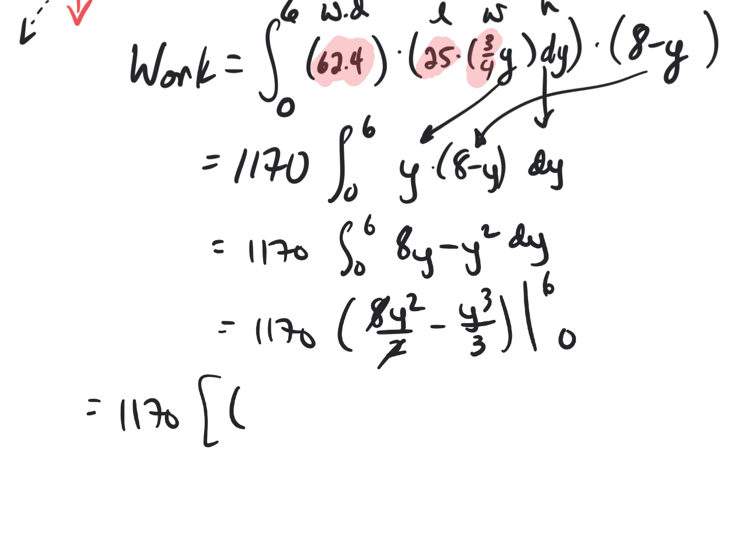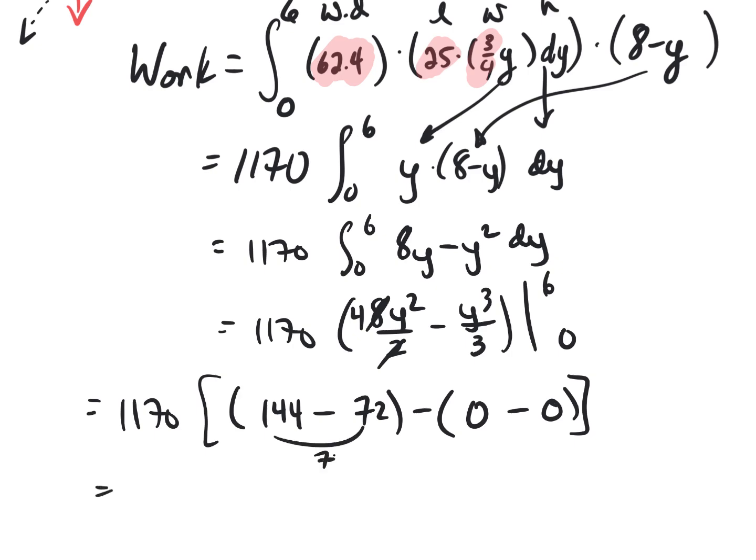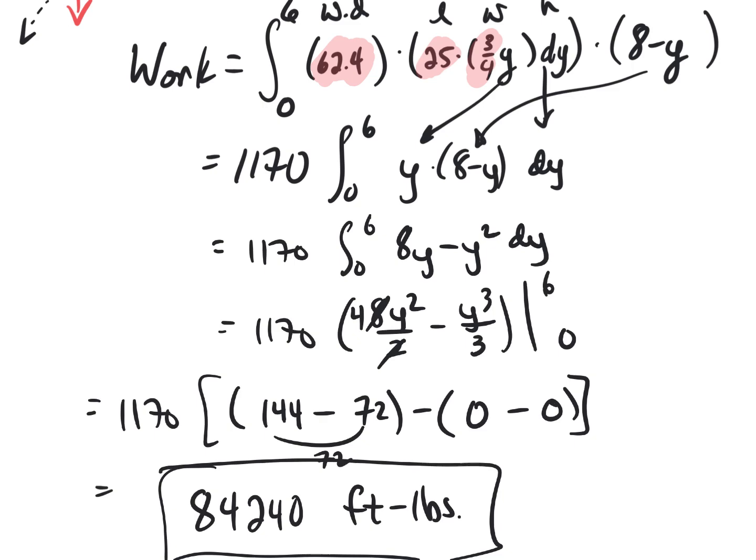Let's see, I'm going to cancel 2 top and bottom, that'll make it a little bit easier. So I'll have 4 times 6 squared, so that's 144. I'll have 6 to the third divided by 3, which is 72. Then 4 times 0 squared, and 0 to the third divided by 3. Okay, so obviously 144 minus 72 is 72. And when I multiply that by 1,170, I get 84,240 foot-pounds of work. Remember, we're in the U.S. system, so we unfortunately have to use the U.S. label for work, which is foot-pounds.